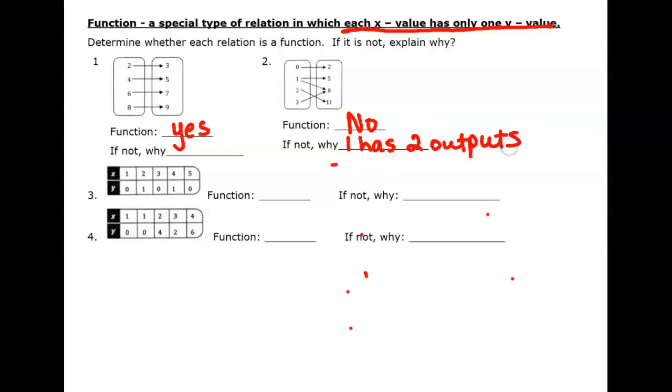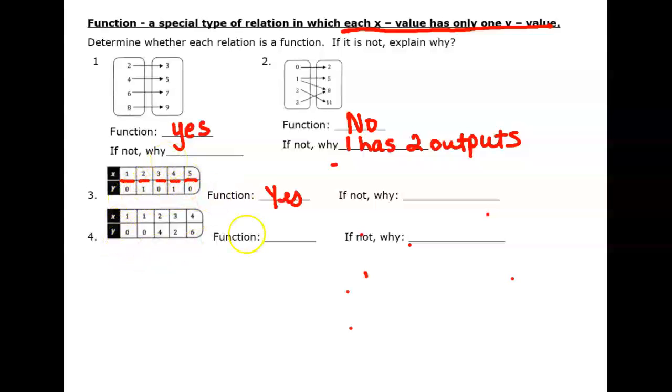Number 3 is another table. It's just shown a different way. So we have our inputs, our x's, and our outputs are our y's. So our inputs are 1, 2, 3, 4, and 5. Notice they're all different. As soon as they're all different, I can say it is a function because it doesn't matter what the outputs are because I have all different. There's no way I'm going to have an input go to 2 different outputs.